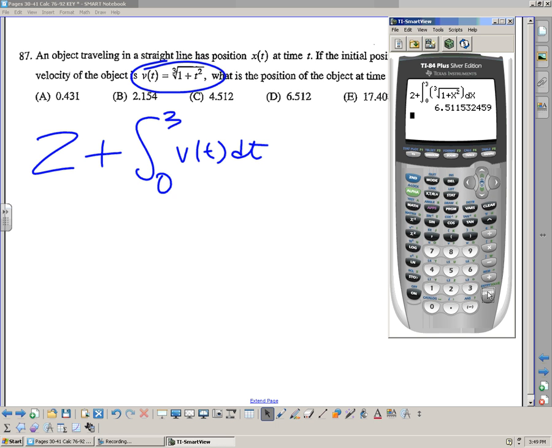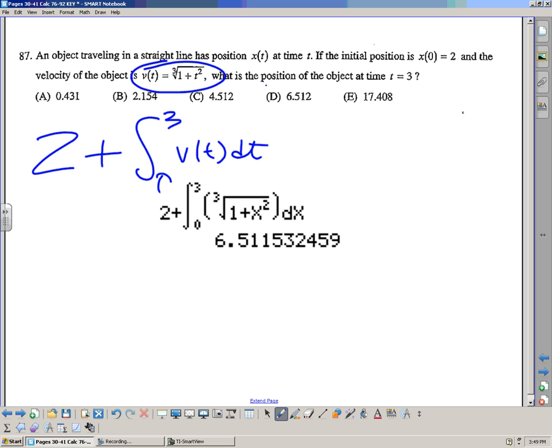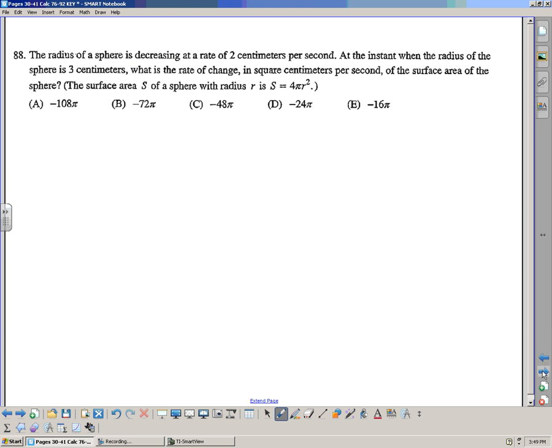And 6.512 is the answer. Another very easy question, number 88. The radius of a sphere is decreasing at a rate of 2 centimeters per second. The radius is decreasing at a rate of 2 centimeters per second means dr/dt, this is a related rates problem, is 2. This is what we know.